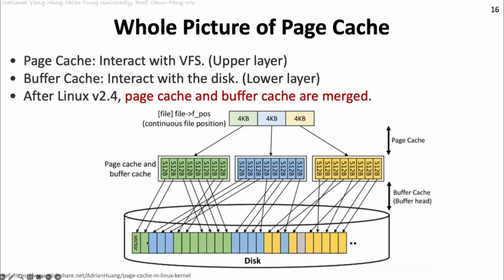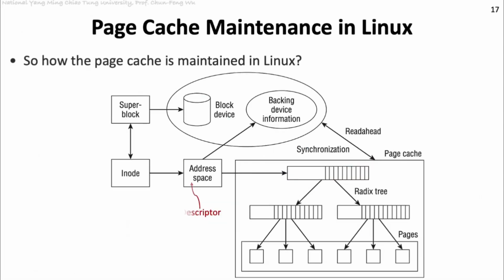But after Linux version 2.4, they merged the page cache and the buffer cache together. So now there's only the page cache. But due to compatibility, in current Linux there's still a buffer cache there. Usually, when you integrate with the page cache, it does all the things that the buffer cache can do. Okay. So this is just to give you the whole picture for the page cache.